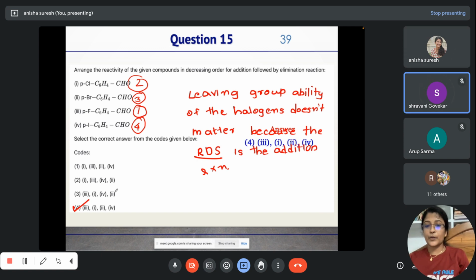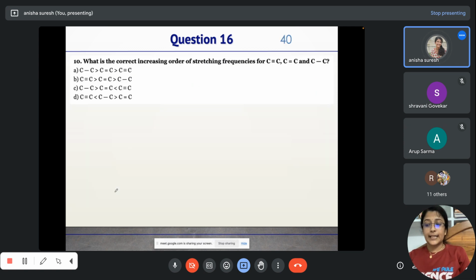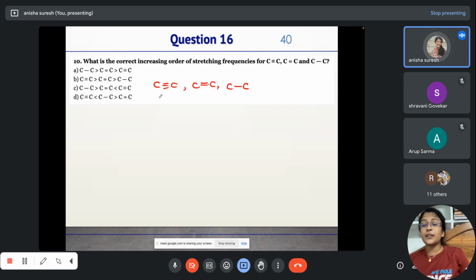Yes, clear. Okay. Now coming to question number 16, which is based on IR spectroscopy. What is the correct increasing order of stretching frequencies for C triple bond C, C double bond C, and C single bond C? Which will have the greater stretching frequency?